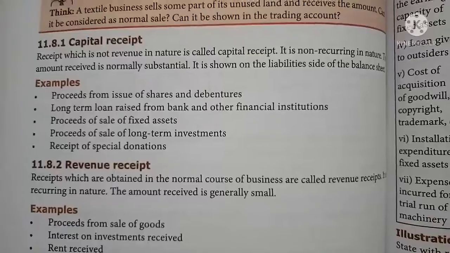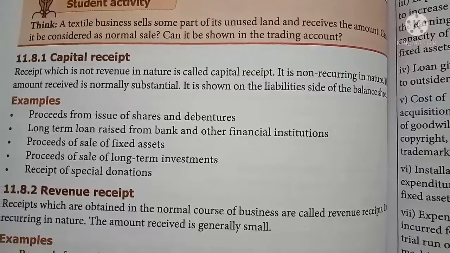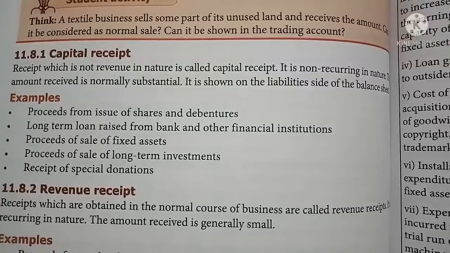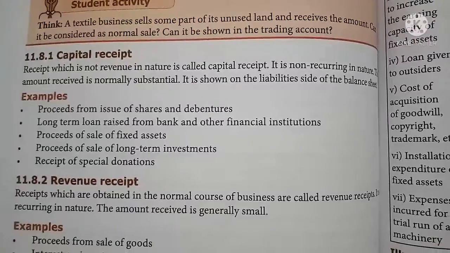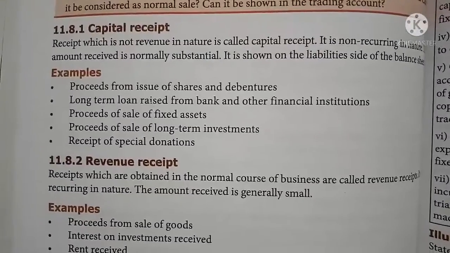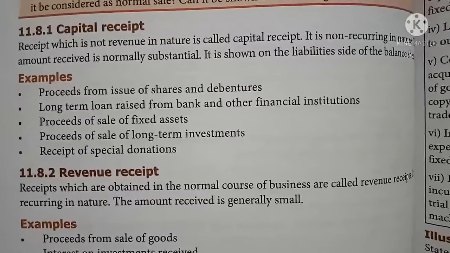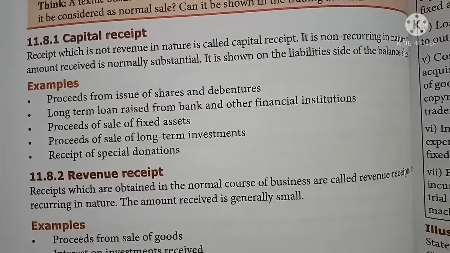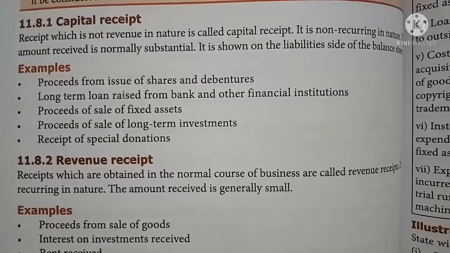Then capital receipt. A receipt which is not revenue in nature is called a capital receipt. It is non-recurring in nature, the amount received is normally substantial, and it will be shown on the liability side of the balance sheet. Examples of capital receipts are proceeds from the issue of shares and debentures, long-term loans raised from banks and other finance institutions, proceeds of sale of fixed assets, proceeds of sale of long-term investments, and receipts of special donations.